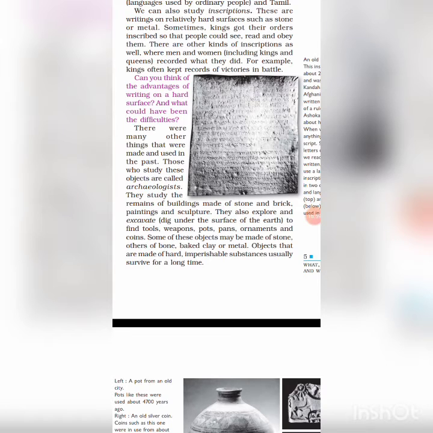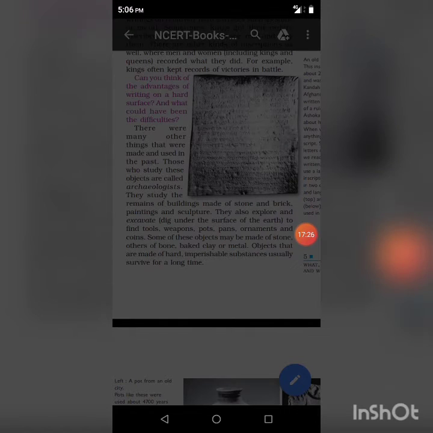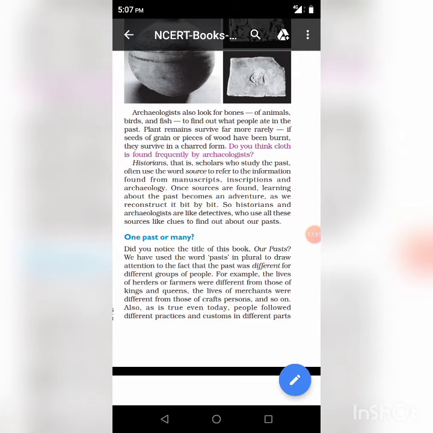Some of the objects may be made of stone, others of bone. Some may be made from clay, baked clay, or metals. Some have writing on them. Objects made of hard and imperishable substances usually survive for a long time. Archaeologists also look for bones of animals, birds, and fish to find out what people ate in the past. Plant remains survive far more rarely because they may be eaten by insects or microorganisms. Seeds of grain or pieces of wood that have been burnt survive in a charred form.